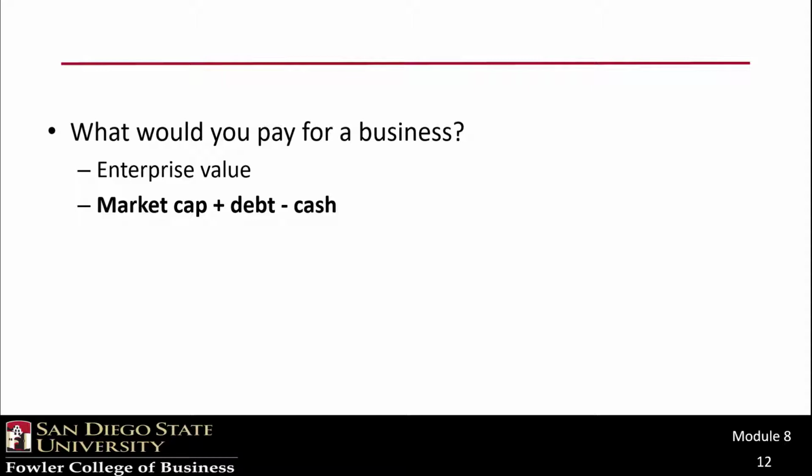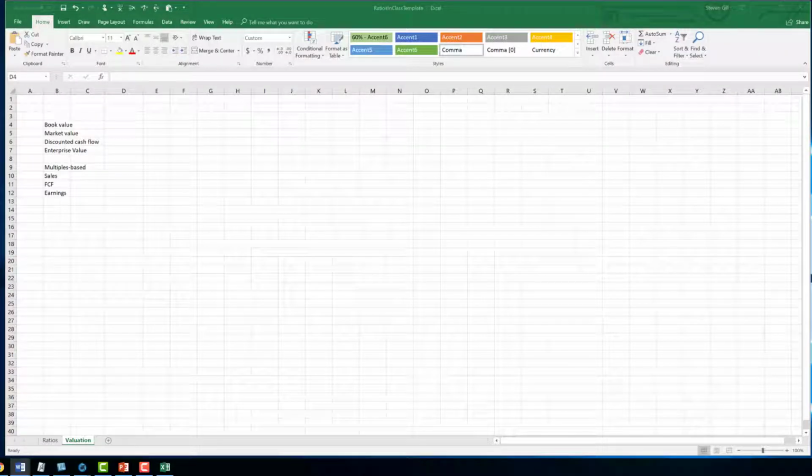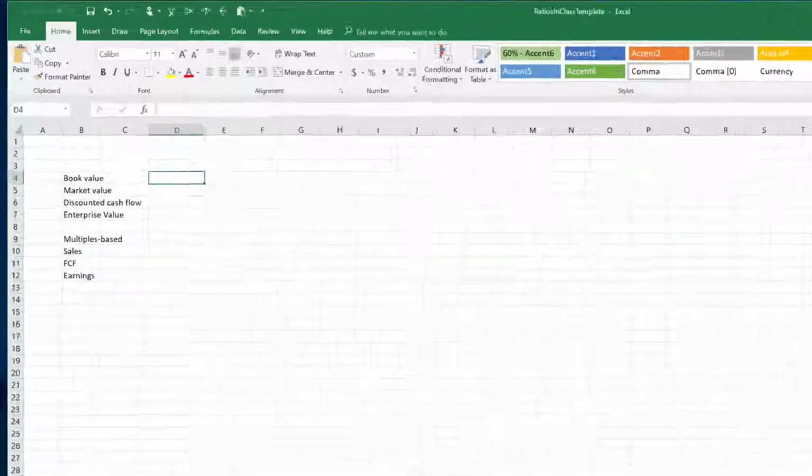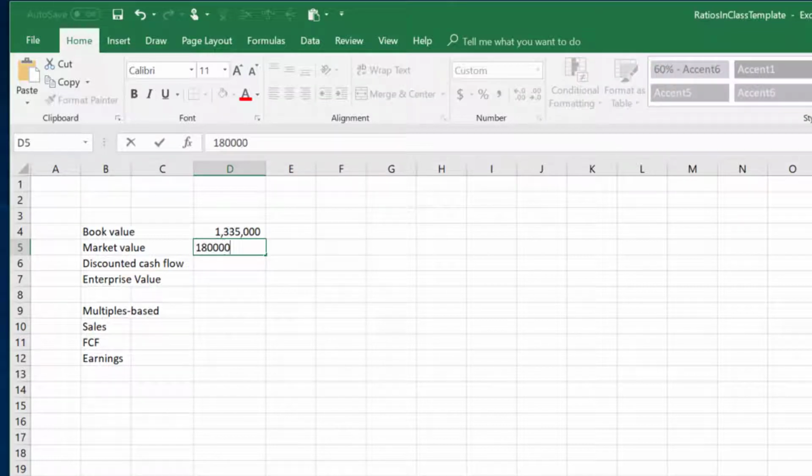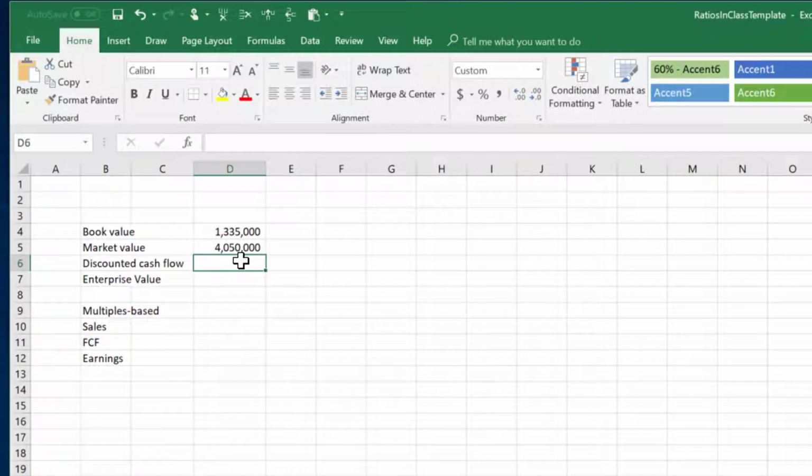Okay, let's go back out to Excel and, using the same data, do some valuation calculations. All right, we can start with a book value estimate that comes right off the balance sheet as shareholders' equity. If we wanted to consider the market value, then what we need to do is take how many shares are outstanding and multiply that by the market price. There we go.